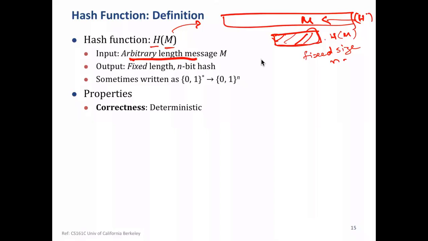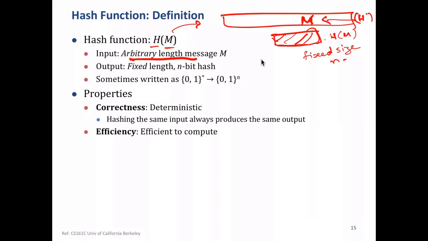So what are the properties? Deterministic: every time you get a hash of this message m, it will give you the same output. Efficiency: creating a hash of a message should not take days. It should take a few microseconds or so, very small time.